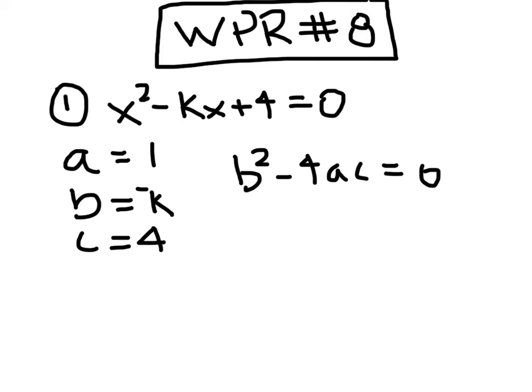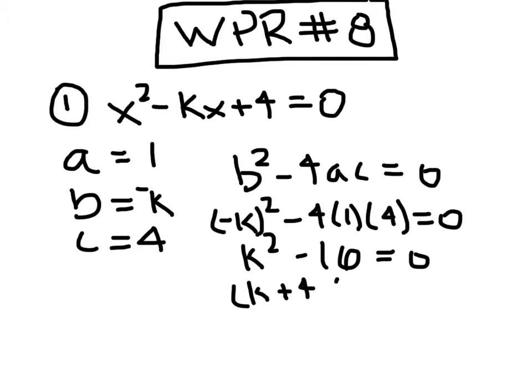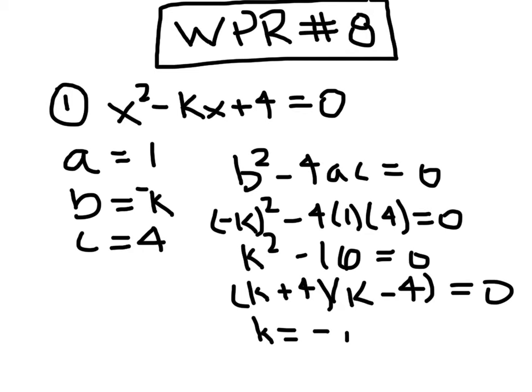So I'll go ahead and fill in the b squared minus 4ac. So negative k is being squared minus 4 times 1 times 4, and that has to be equal to 0. When we square the negative k, we get positive k squared minus 16 equals 0. I could factor this into k plus 4, k minus 4. And the values of k that would result in two equal roots would be k equals negative 4 or k equals 4.